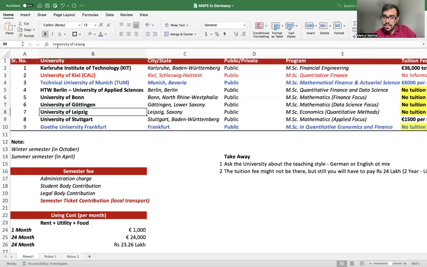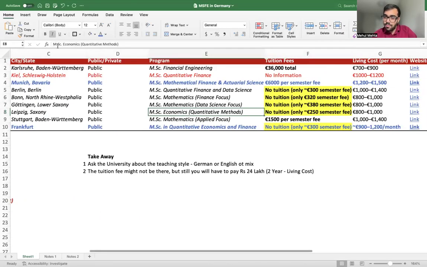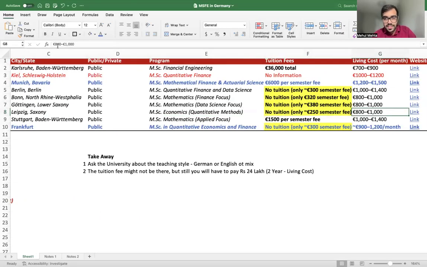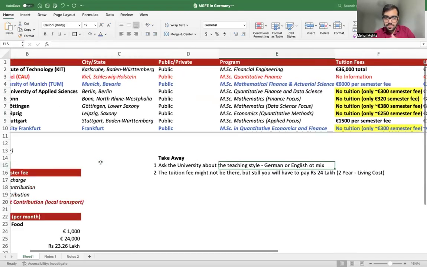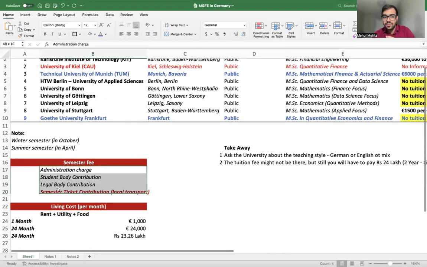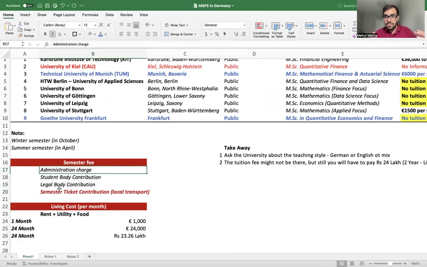University of Leipzig. It's a public university, and it offers a master's in economics. There is no tuition fee. Okay, so you might be thinking, it says no tuition fee, but then what is this 300 euro semester fee? The semester fee includes four components. First, your admin charge, which is nothing but the people who do the documentation piece. Then you have two body contributions, the student body and the legal body contributions, and the third one is the semester ticket contribution.